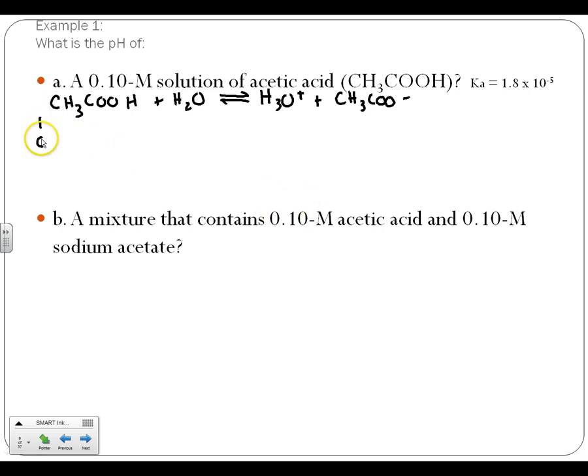All right, let's set up an icebox. Weak acid, so I need to know what happens to my concentrations when they come to equilibrium. I start with a 0.1 molar solution of acetic acid.